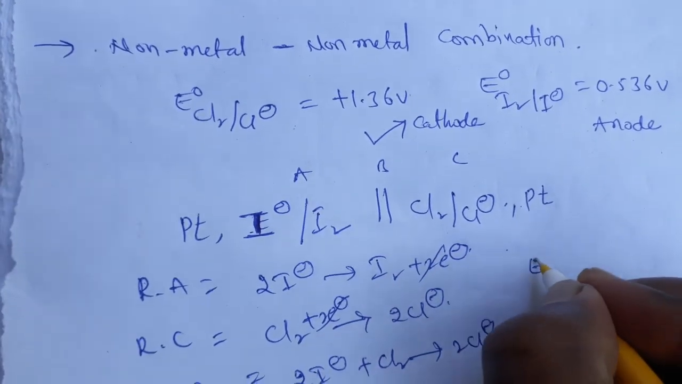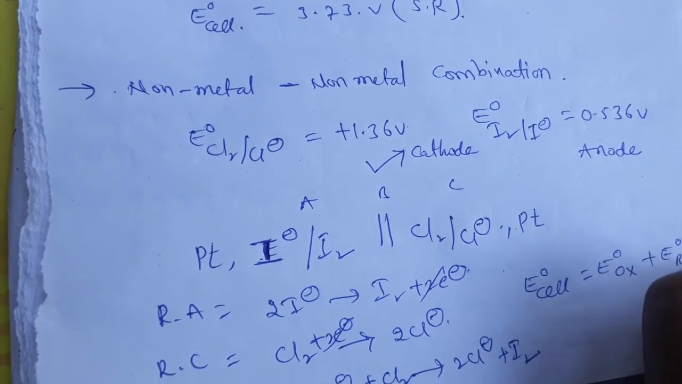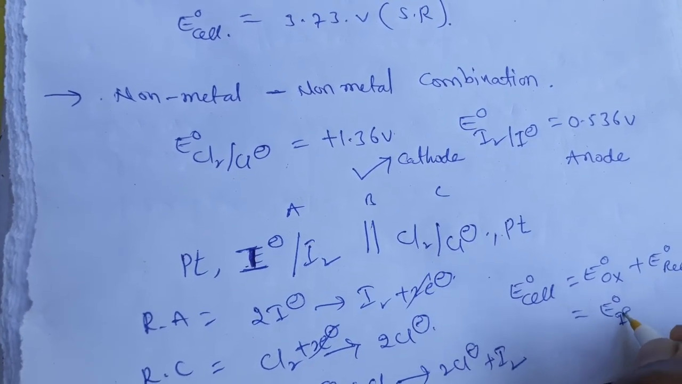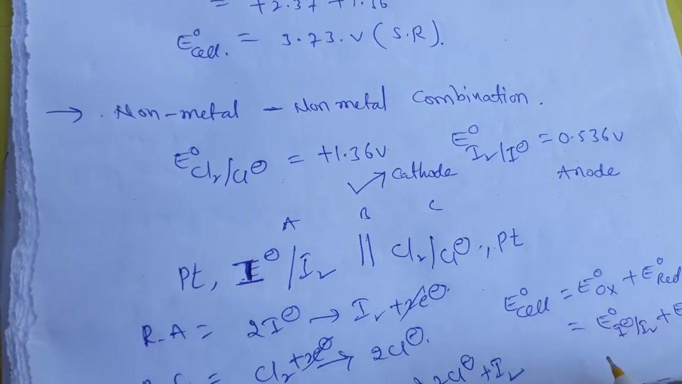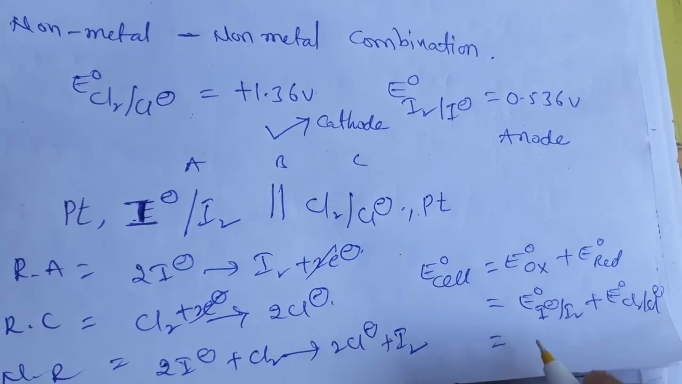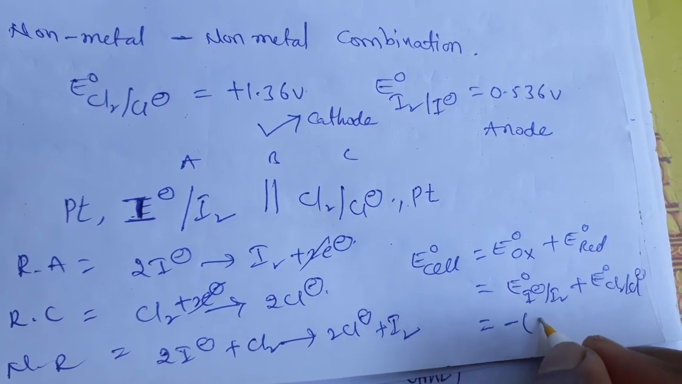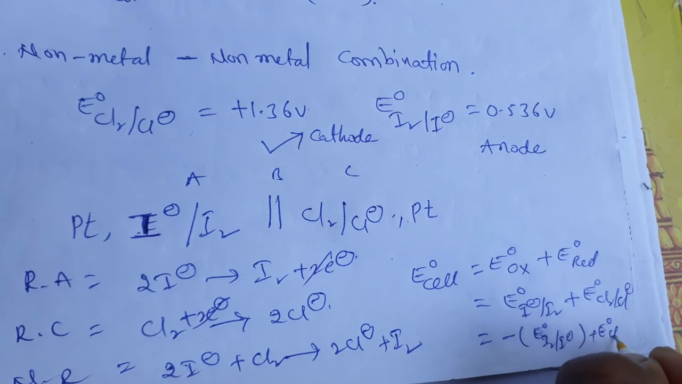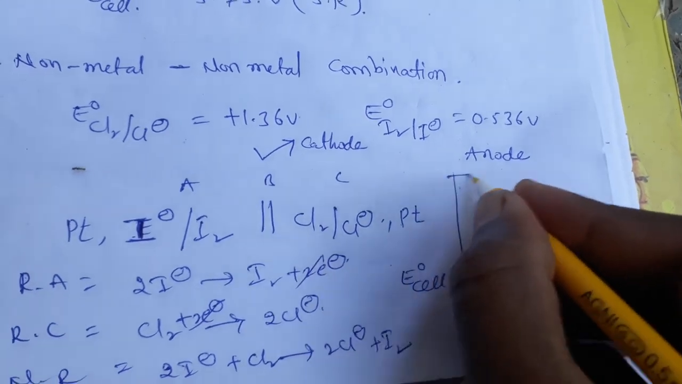So what is the E cell? E naught of cell is equal to E naught of oxidation plus E naught of reduction. E naught of oxidation will be I minus going to be I2, plus E naught of reduction, which is Cl2 going to be Cl minus. So if you take the values, it is minus of E naught of I2 by I minus plus E naught of Cl2 by Cl minus.